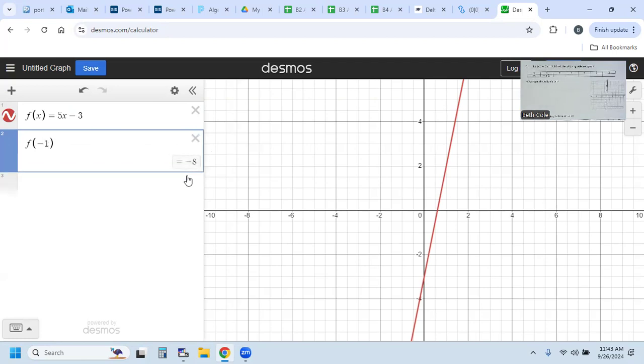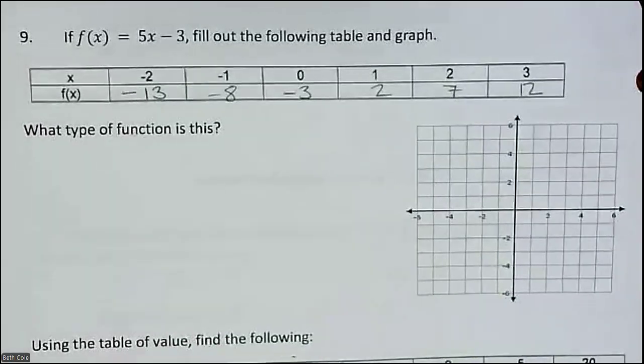Negative 1 is negative 8. And then 0 is negative 3. And then 1 is 2. You guys see what I'm doing here? 2 gives you 7. And then 3 gives you 12. So we just typed them all in one at a time, filled in the table. So it should look like that.